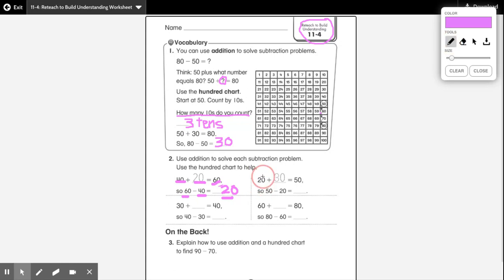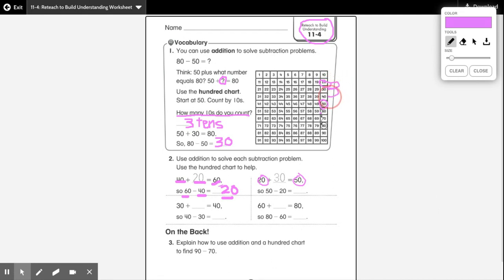Remember, you will want to start at 20 because that's the first add-in they give us. And we want to end at the sum, which is 50. So let's find 50 on our hundreds chart and see how many hops down, how many hops by 10 you're going to take to get that missing number.